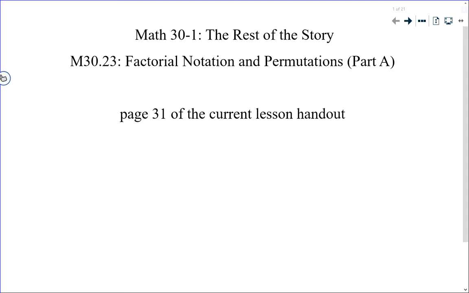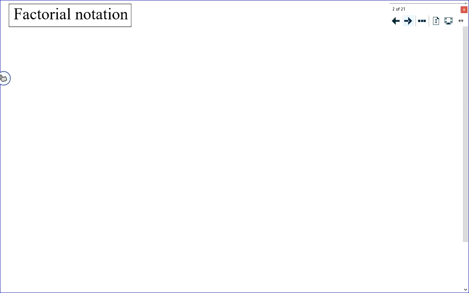We're looking today at lesson 30.23, which deals with factorial notation, which we are already a little bit familiar with because I talked about it a bit during Friday's lesson. And we're also going to be dealing with something called permutations. This is part A of the lesson because we're going to continue our work in this section on Wednesday. The lesson can be found on page 31 of your current lesson handout. So let's review what factorial notation is all about.